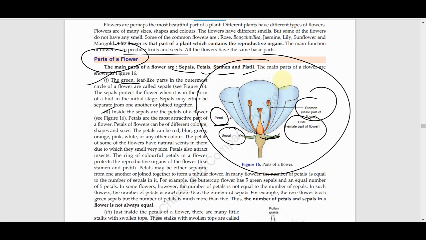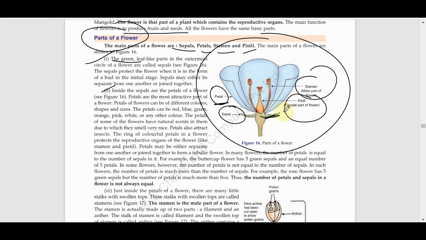And we have to remember that most of the time the petals and the sepals are equal in number, but in some flowers they are not equal in number. Petals may be in larger numbers, sepals in smaller numbers. If you look at rose flowers, they have only 4 or 5 sepals, and you will see a large number of petals, maybe more than 10, 12. So both are not equal.